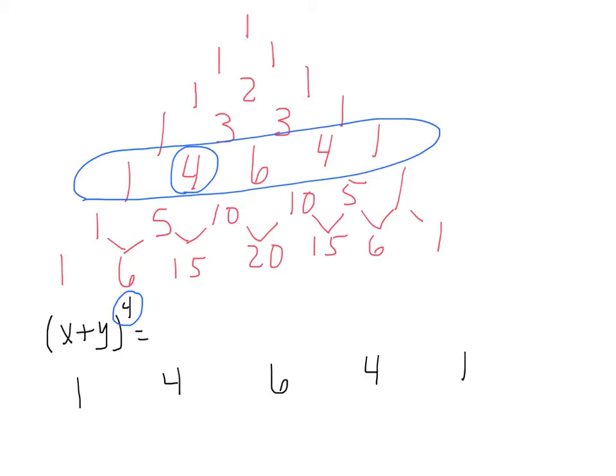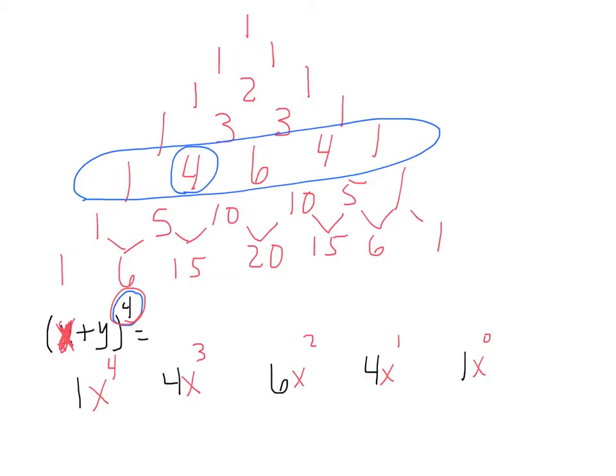Then what I'm going to do is take the first term of my binomial, which in this case is an x, and starting with the first term of my expansion, I realize that the first term is going to have that x raised to the 4th power. And with each term as I proceed across, that power of x is going to decrease by 1 as I go all the way to 0.